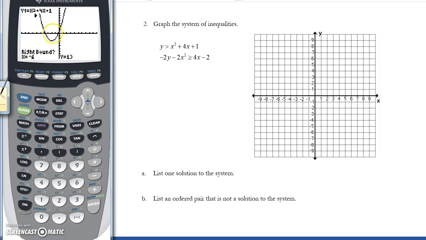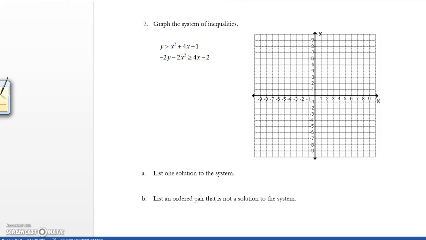My right bound, I'll go ahead and choose like negative 2. Enter. Guess. Don't worry about it, just hit enter. All right, and there's one of them, negative 3.7. So I'm going to go ahead and graph that, and just estimate where that is.